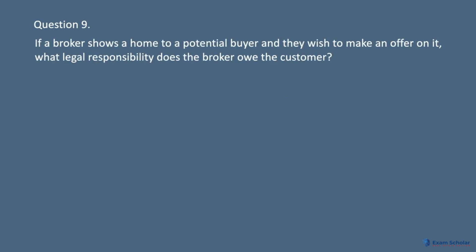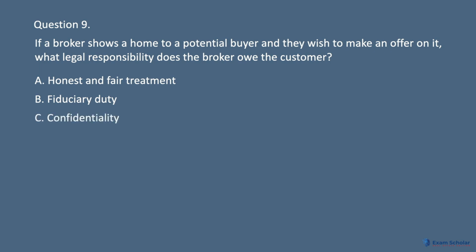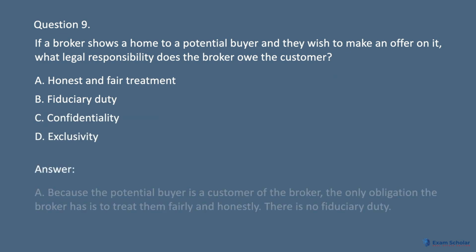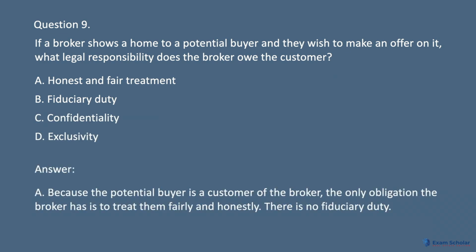Question 9. If a broker shows a home to a potential buyer and they wish to make an offer on it, what legal responsibility does the broker owe the customer? A. Honest and fair treatment. B. Fiduciary duty. C. Confidentiality. D. Exclusivity. Answer. Because the potential buyer is a customer of the broker, the only obligation the broker has is to treat them fairly and honestly. There is no fiduciary duty.